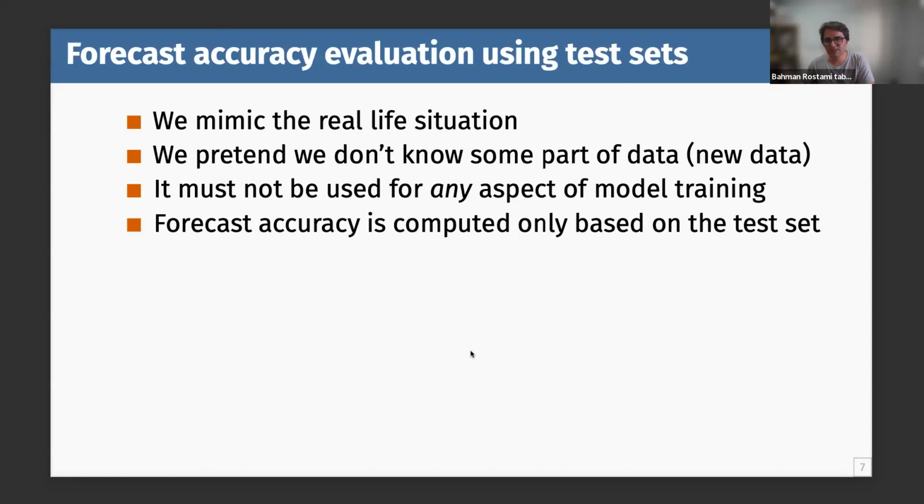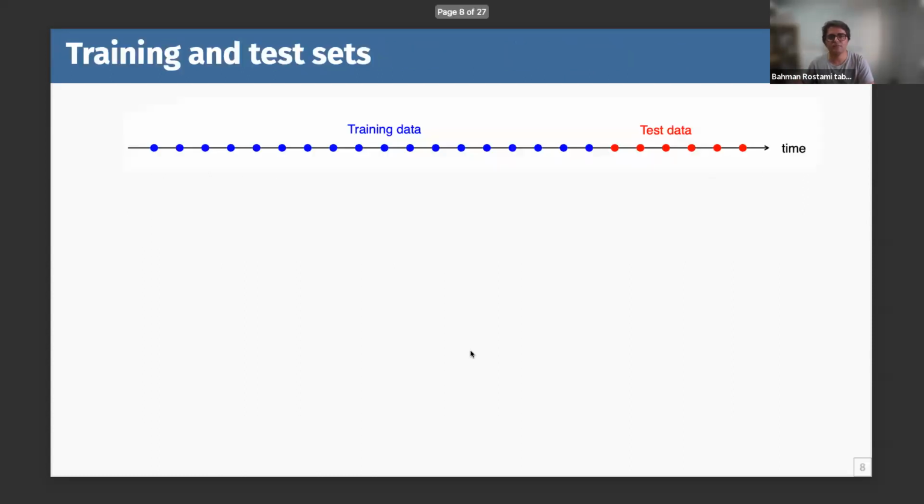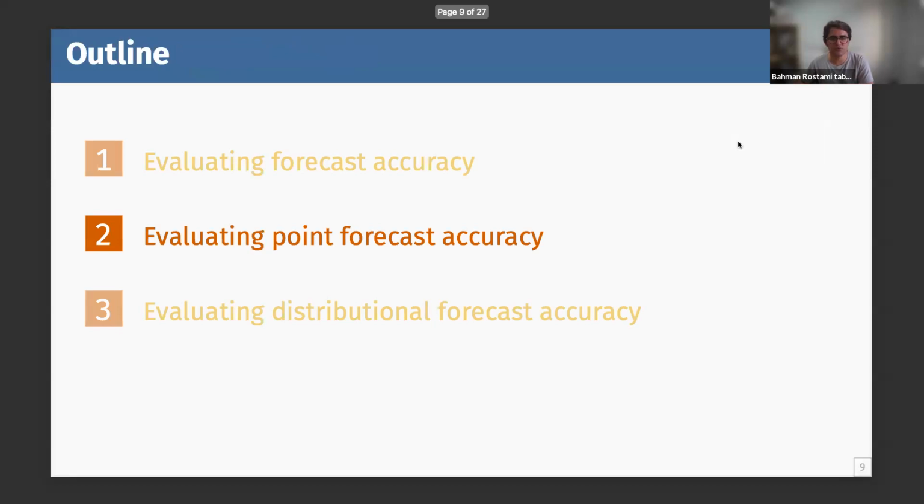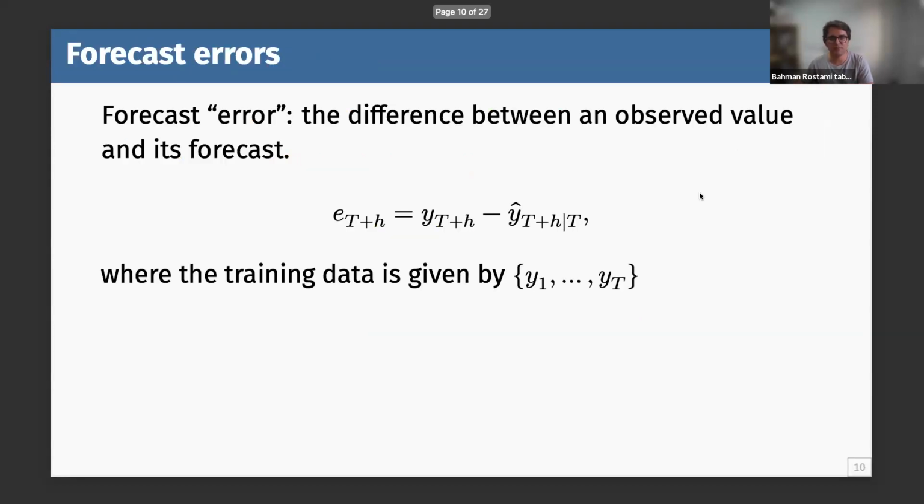So, as I said, we pretend we don't know one part of the data. We fit the model on the training or in-sample data, and we evaluate the accuracy on the test set. Basically, this is a simple time series, and this is how we split the train and the test, similar to what I showed you in Excel. So now let's see how we evaluate the point forecast accuracy.